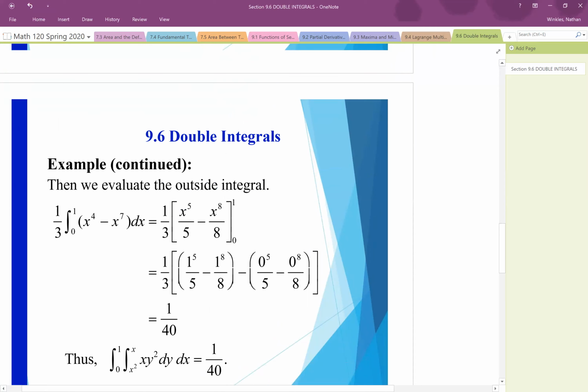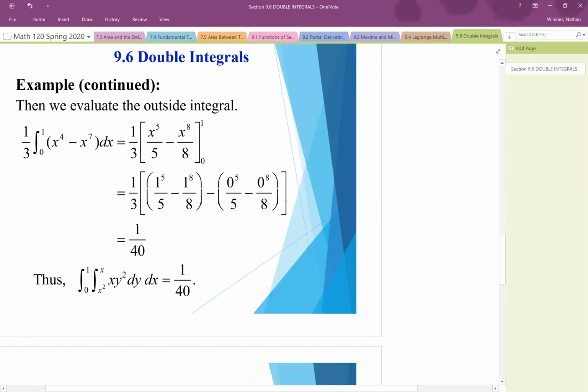Since 1/3 does not have any type of variable with it, we can factor it all the way out and then just integrate it. But we can't forget about that 1/3 in the end. So we'd have 1/3 times brackets of x to the 5th over 5 minus x to the 8th over 8, evaluated from 0 to 1. When we simplify this, we're looking at 1/3 times 1/5 minus 1/8 minus 0, because 0 to the 5th is 0 over 5, and 0 to the 8th is 0 over 8.